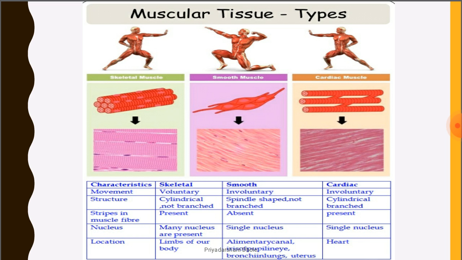Now, what is the location? The skeletal muscles are associated with the limbs of our body, for example, hind limbs and forelimbs for movement. The smooth muscles are associated with the alimentary canal and uterus. And last, cardiac muscle is found in the heart. These are the muscular tissues, three types: skeletal, smooth, and cardiac.